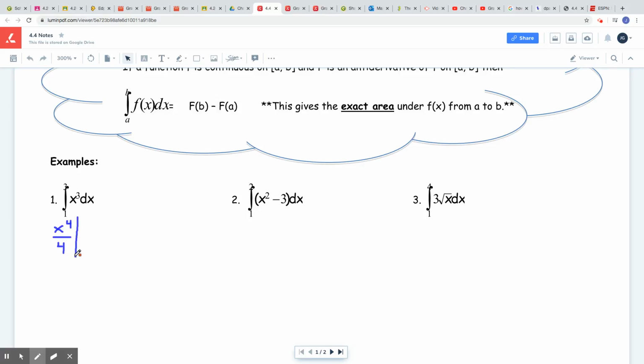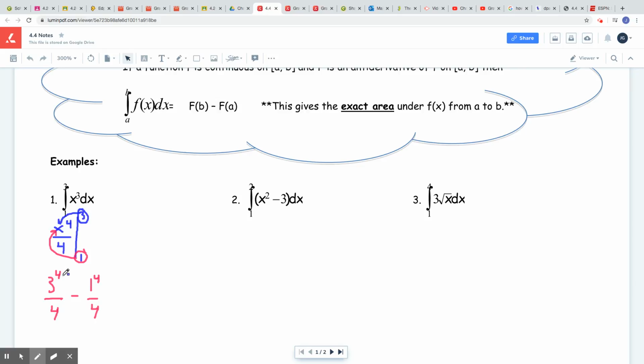And now we're going to put this little line here. This is the way I write it. We have to plug in 3 and plug in 1 for x, and then subtract those two values. You see where it says f of b minus f of a. So we plug in 3, whatever's on top, for x. It's going to be 3 to the 4th over 4, minus, now we take the 1, this number here, and plug it in. So it's 1 to the 4th over 4.